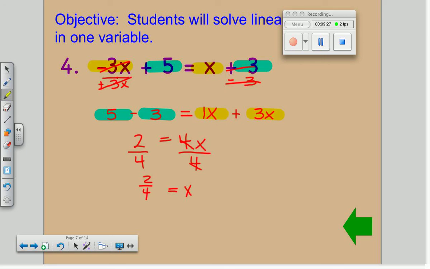2 over 4. But I want to reduce it. I can reduce this by dividing both the numerator and the denominator by the same number, by 2. 2 divided by 2 is 1. 4 divided by 2 is 2. So x equals 1/2.